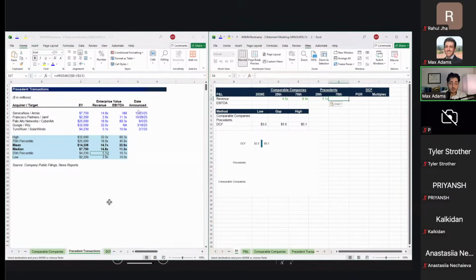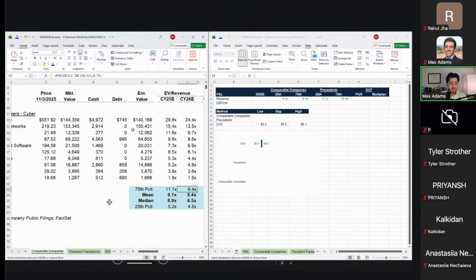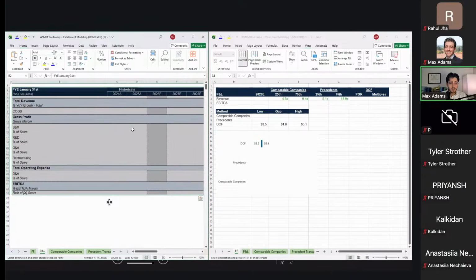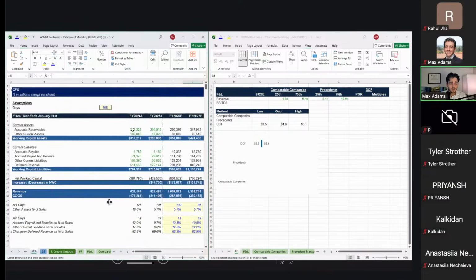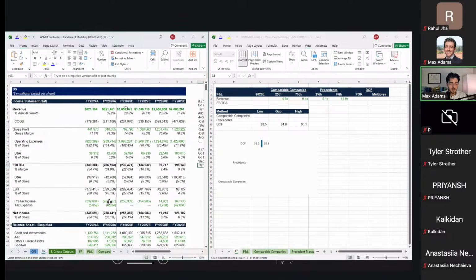But taking the 25th and 75th percentile is pretty common practice for a football field chart for comps and precedents. And so then if we take the revenue for our business for that year, I'm just going to go back over to here and link up the revenue for 2026, which is $1 billion. On a forward basis, our valuation on the low end is going to be basically 4.5 times this.